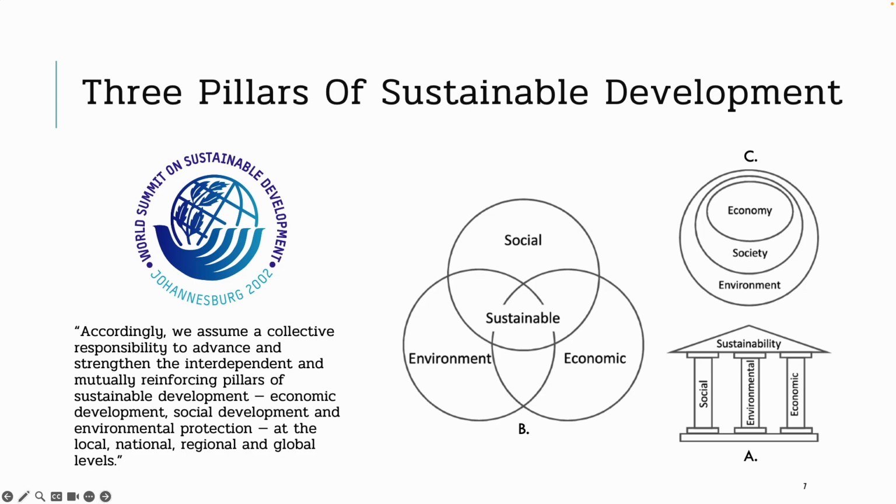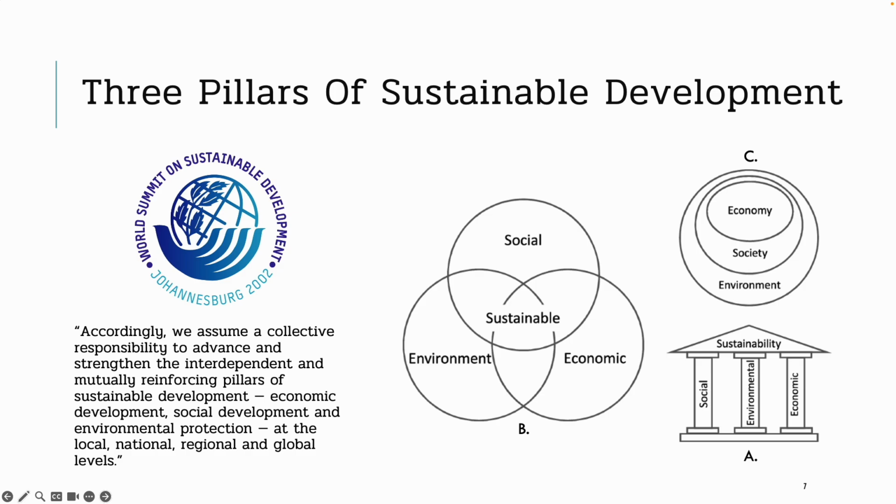On the right side of the screen, you can see three versions of the three pillars. Figure A is the first version, where we see the three pillars as literal pillars, each separated but at the same height. They're lifting the roof called sustainability.